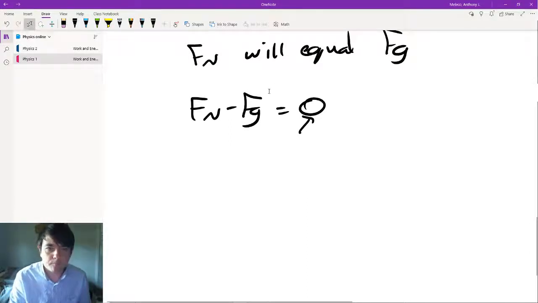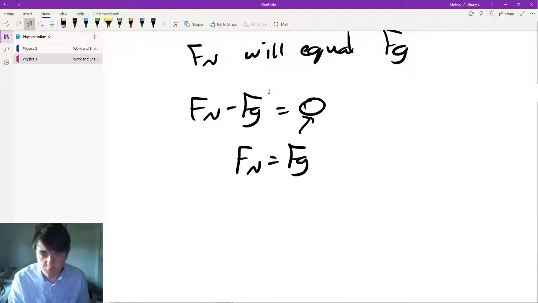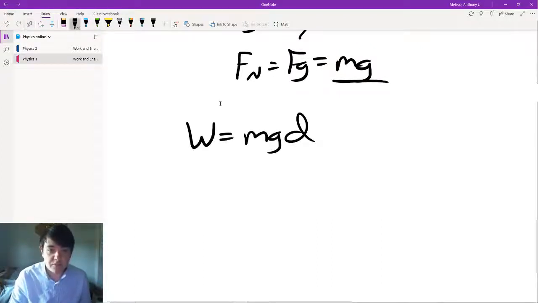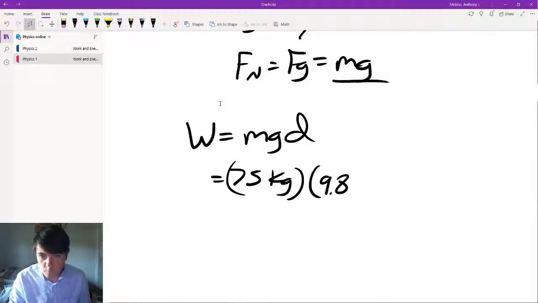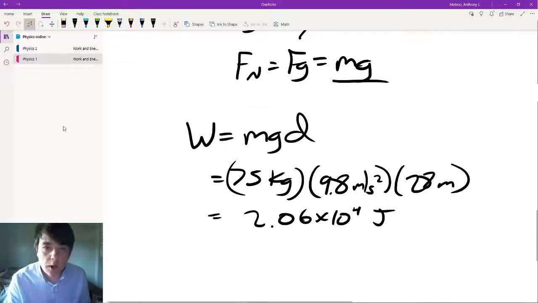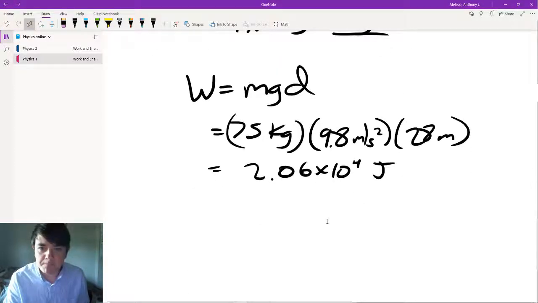So the normal force equals the force of gravity, which equals mass times gravity. So the work done equals mass times gravity times the distance, and we're given all of that information. So 75 kilograms, 9.8 meters per second squared, and 28 meters, which ends up being 2.06 times 10 to the 4 joules. Typically when we're dealing with work and energy, these numbers will be kind of big. So that's number one. Let's look at the next example here.